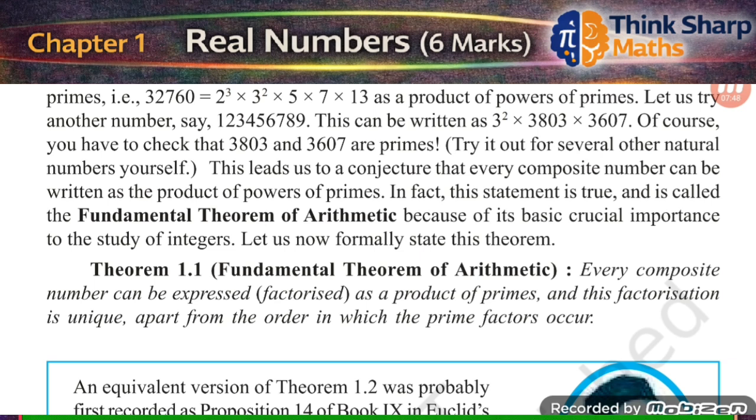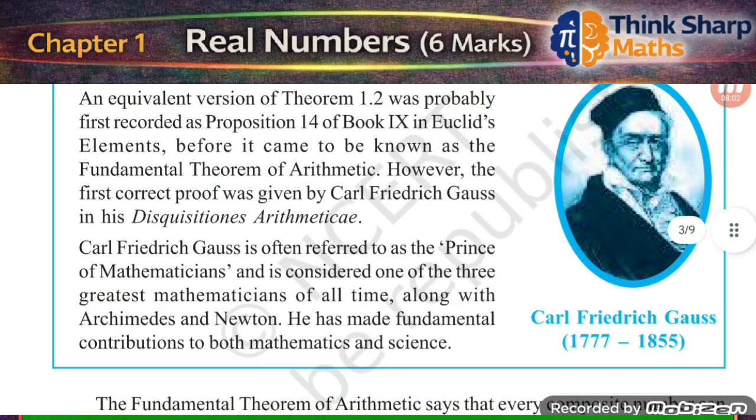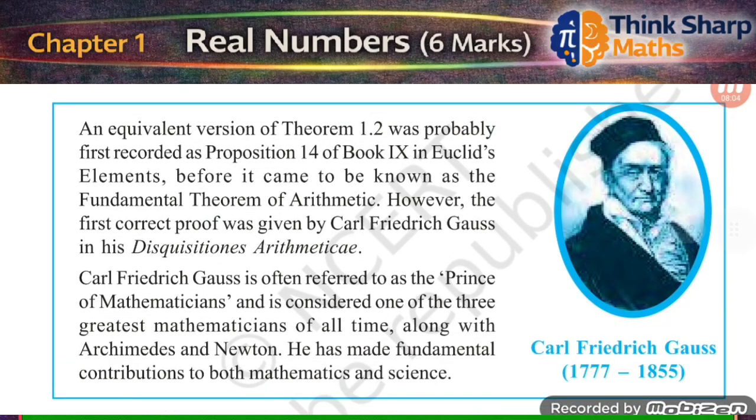Okay, so we will do some fine tuning in this also, but you have to remember: a composite number can be factorized as a product of primes, and this factorization is unique apart from the order in which the prime factors occur. And one more thing you can see, sometimes they will mention some mathematician names, some unique data, some different information like this. So you have to just go through it, because from an exam perspective I don't think it is important, but as we are going line by line, we will see this also.